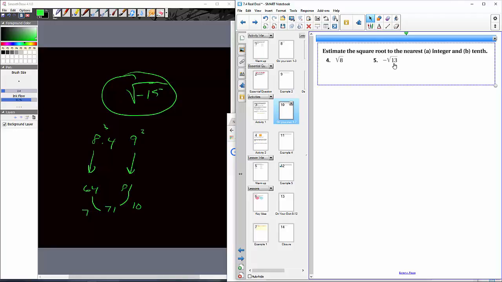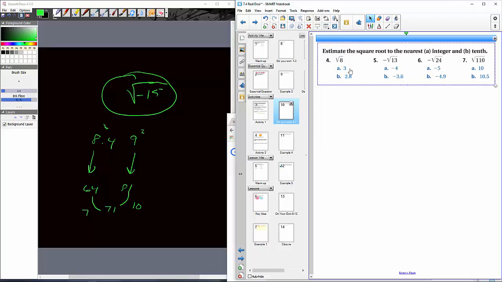This one here is going to be between 3 and 4. 3 is 9, and 4 is 16. So that's going to be right in between the two, right? Well, I guess a little bit closer to the 16. So it'd be like 3.6.